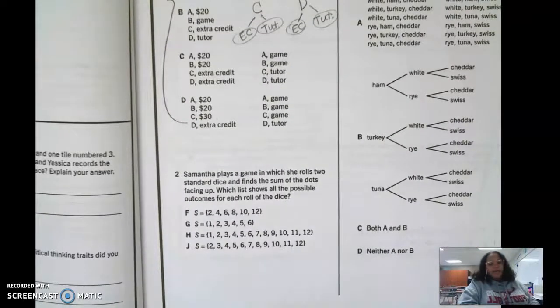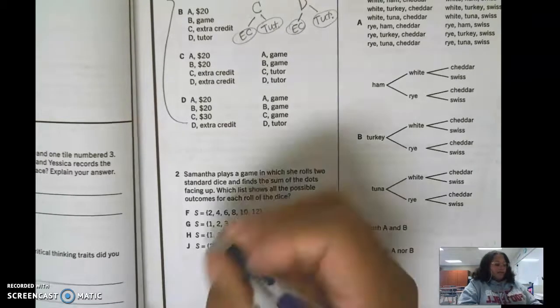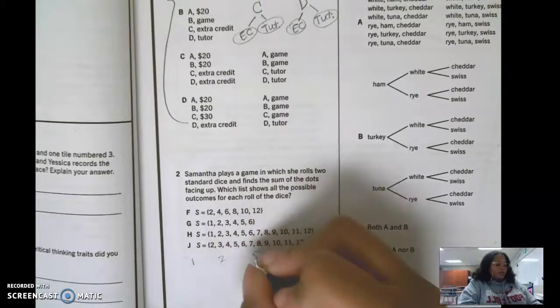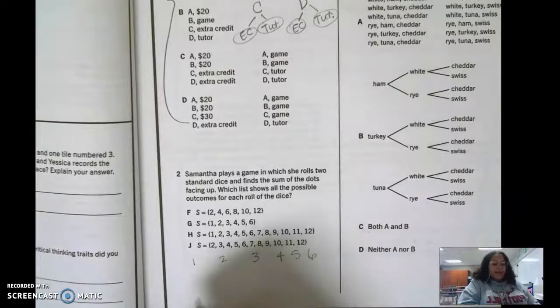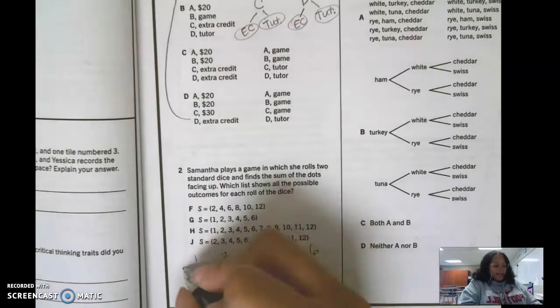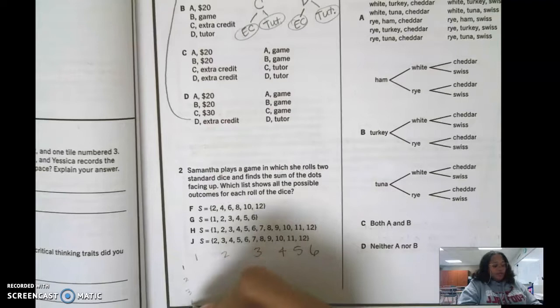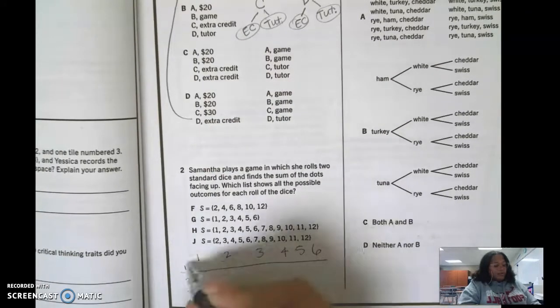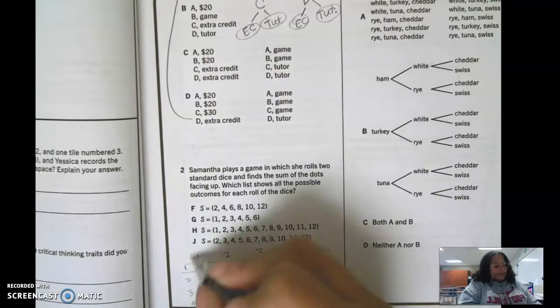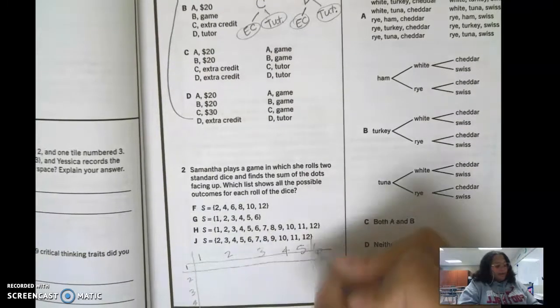She plays a game in which she rolls 2 standard dice and finds the sum of the dots facing up. Which list shows all the possible outcomes for each roll of the dice? If I can roll a dice, I can get a 1, 2, 3, 4, 5, or 6. If I add them, I could get a 1, 2, 3, 4, 5, or 6.